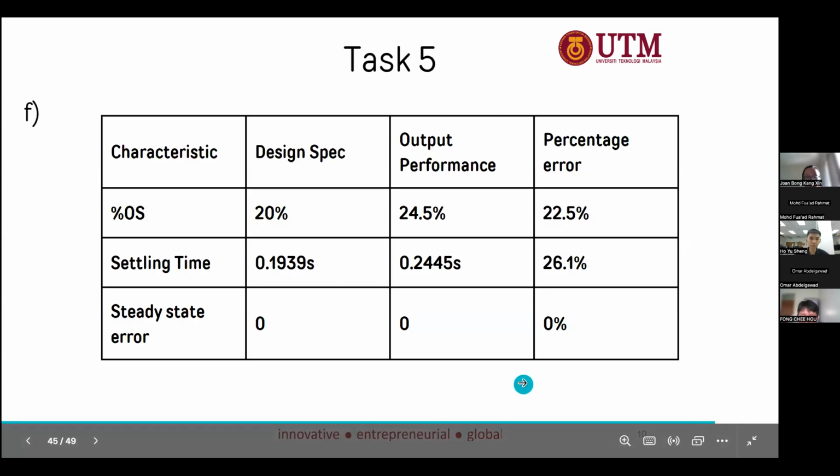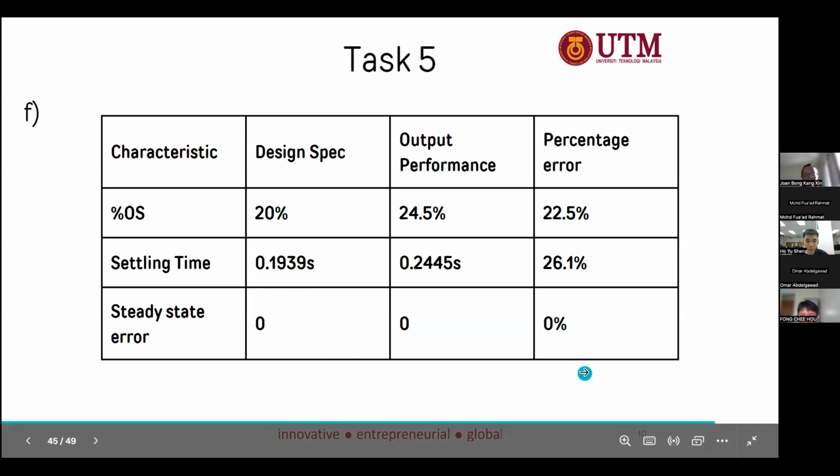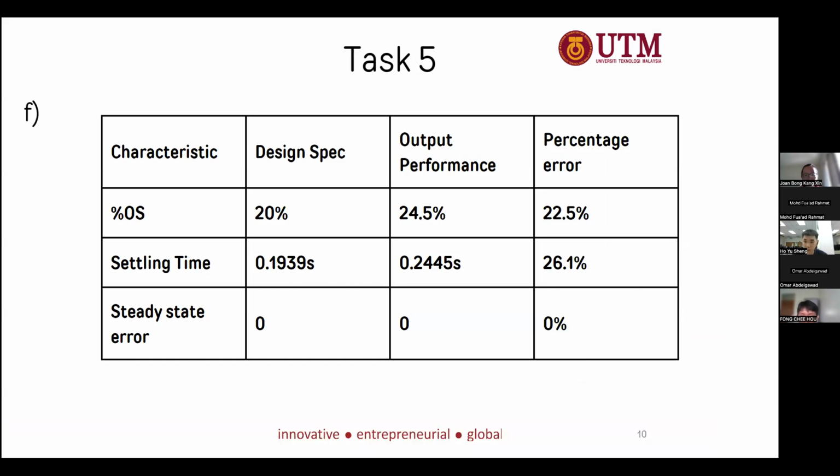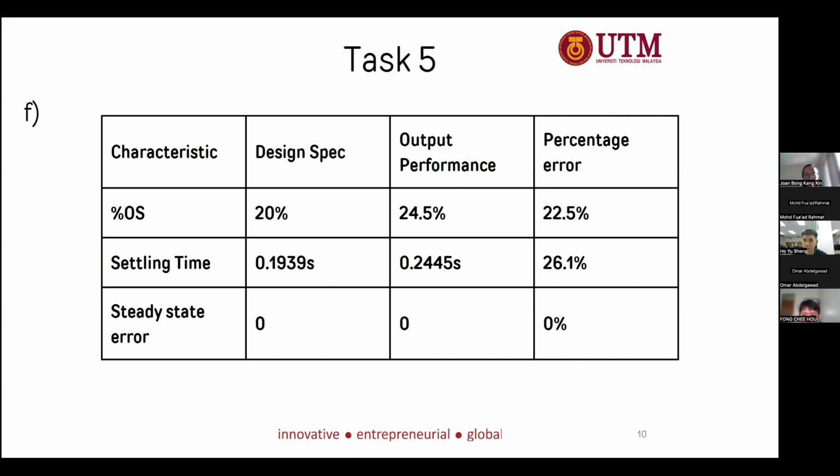Next. So here is the comparison of our design spec and the output performance. Although the output performance is not exactly the same as the design spec, the lead compensator has successfully reduced the overshoot to 24.5% and the settling time to 0.2445 with zero steady state error.